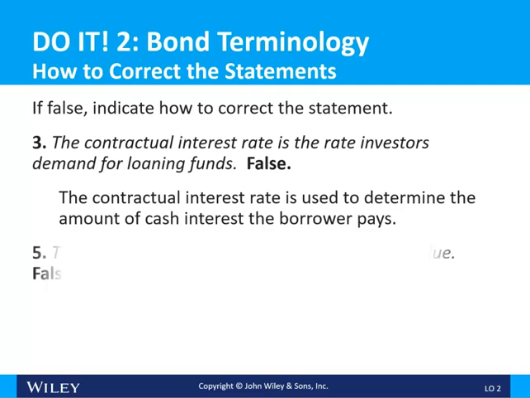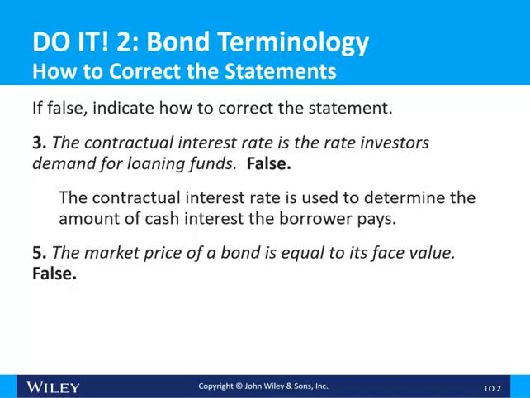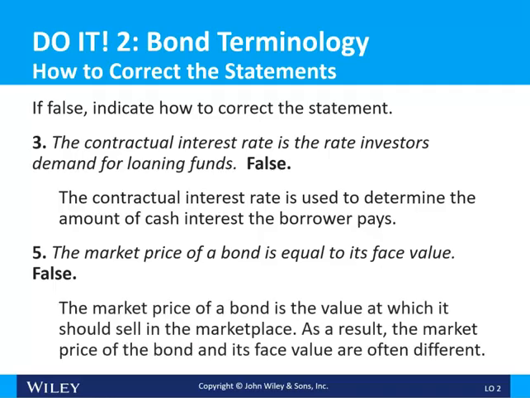Okay. The market price of a bond is equal to its face value. That is false. I said it can be sometimes, but not always. So the market price is the value at which it should sell in the marketplace. The market price of the bond and its face value are often different.